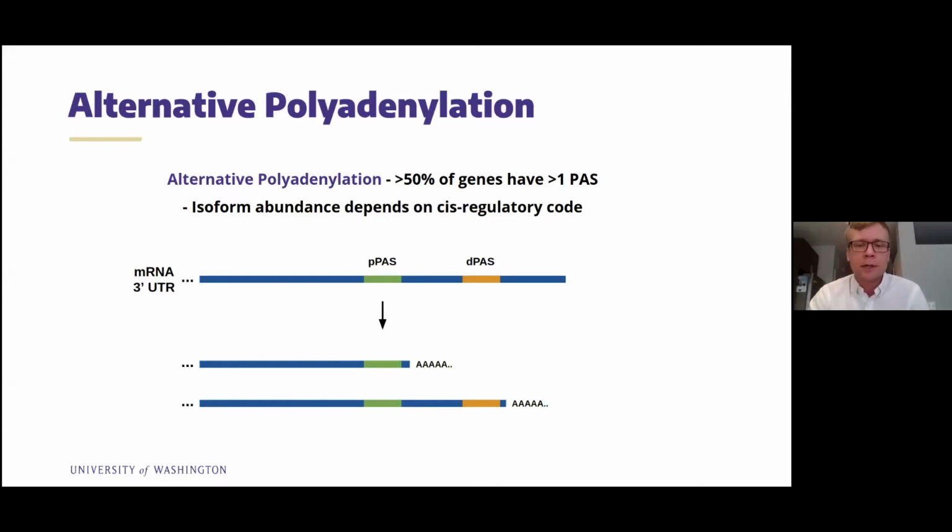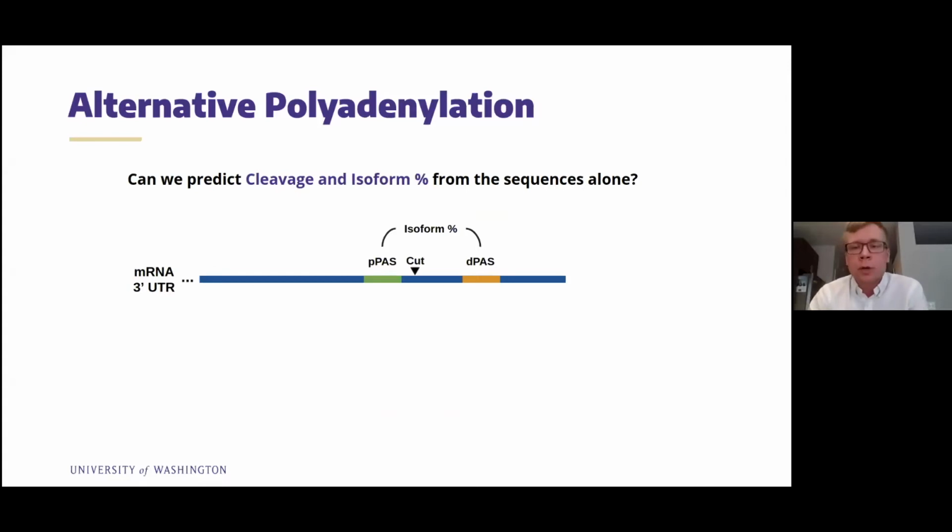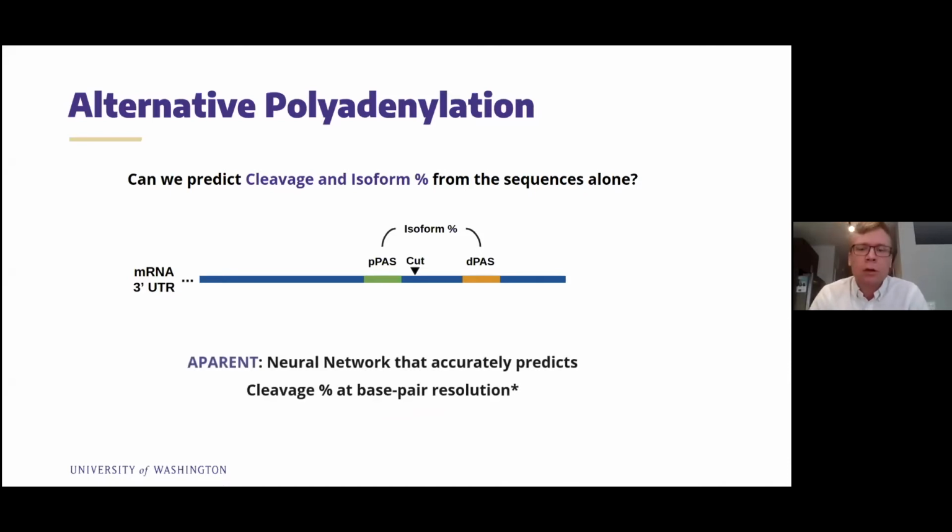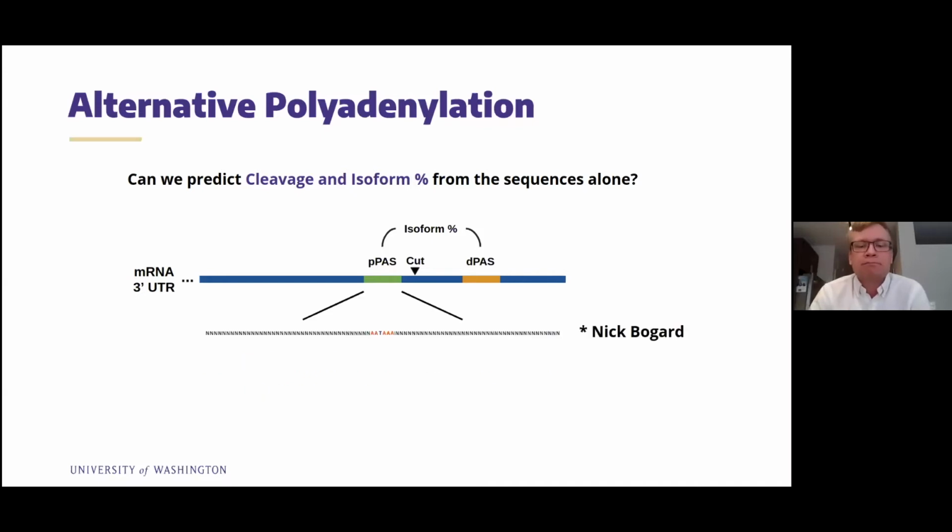So then the question we asked is whether we can predict the isoform proportion between 2 competing polyA signals, as well as the cleavage distribution across an input polyA signal sequence, given only the sequence information alone, because that would give us a very powerful tool to predict variants in the genome. And so to that end, we developed this neural network called APARENT that accurately predicts the cleavage distribution at base pair resolution.